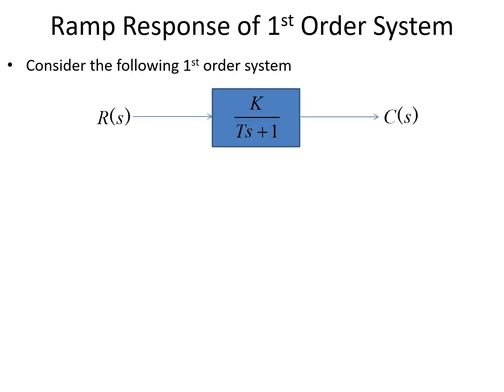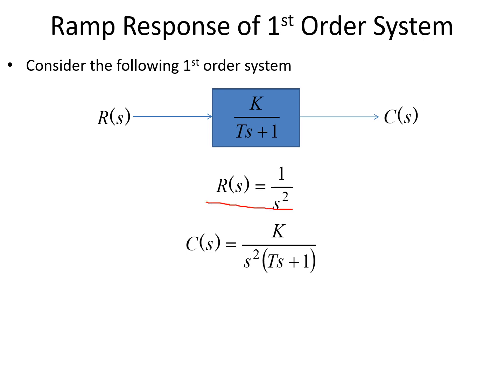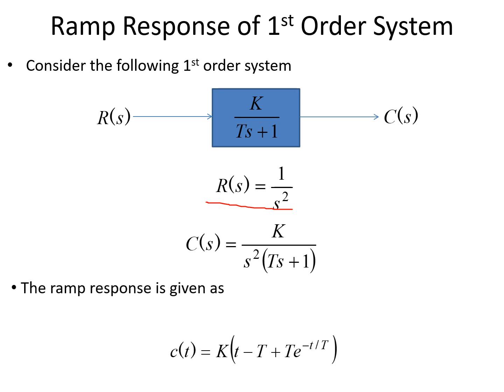And now we are trying to find the ramp response for a first order system by taking R of S as equal to 1 by S square. So C of S is taken as equal to what? If R of S is equal to 1 by S square, so it is K divided by S square into Ts plus 1. The ramp response after taking inverse Laplace transform, you are going to get it as equal to C of t equal to K into t minus T plus T e power minus t by T.